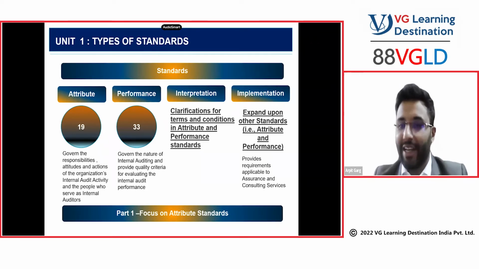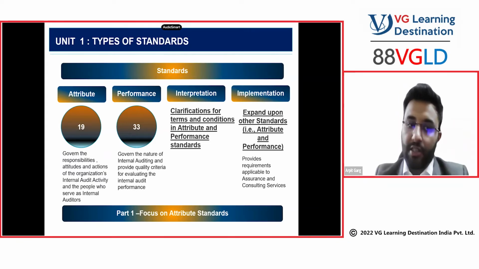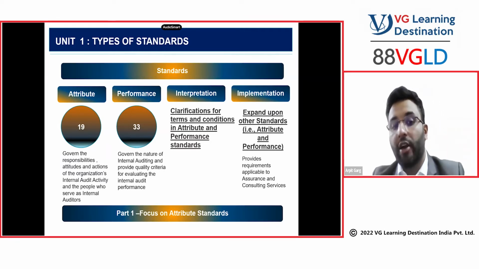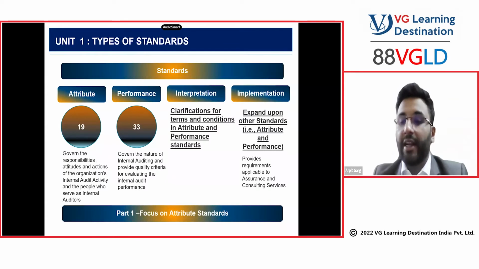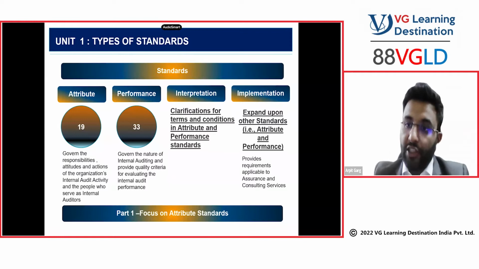I'm not getting into the detail of management, folks. I'm just trying to put a perspective on why I'm talking about this. See, attribute standards basically tell us the responsibilities. They govern the responsibilities, attitudes, and actions of the organization's internal audit activity as a function, as well as the people who serve as internal auditors. Now, what does it mean? It means that it will tell us that the internal audit activity, as an internal audit function, is responsible for this.